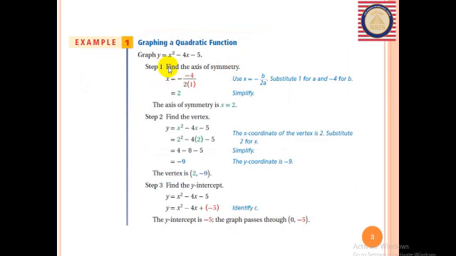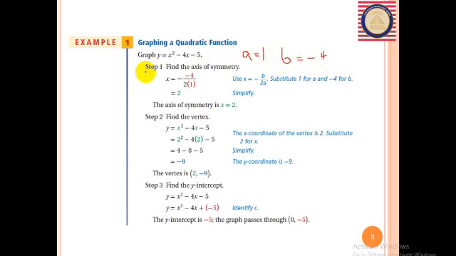Let's see here. He's telling me to graph a quadratic function. For graphing a quadratic function, you have 5 steps you must follow, so please concentrate with me and remember these steps carefully. Step number 1: I'm going to find the axis of symmetry. You must get a, the coefficient of x squared, which here is 1, and b, the coefficient of x, which here is negative 4.